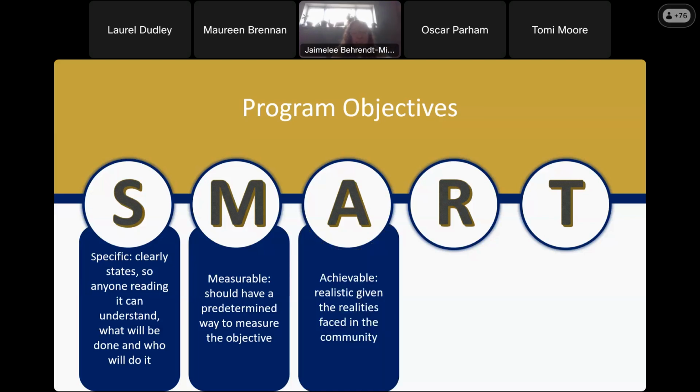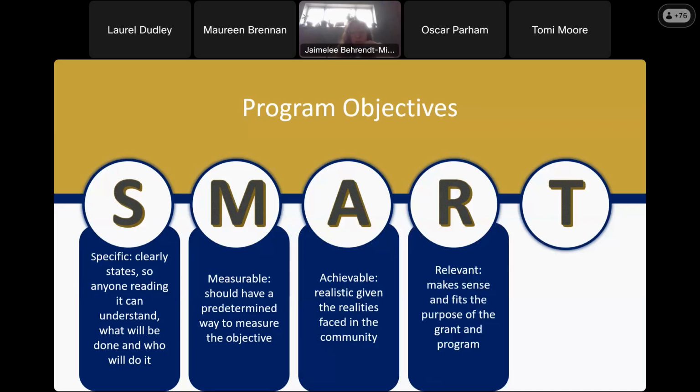The next piece of this is achievable. And so again, we really want this to be realistic given the realities that you all are facing in your communities and in your organizations. Relevant just means that it makes sense and that it's going to fit both the purpose of the grant and the purpose of your program, right? So we don't necessarily want you to stretch to achieve objectives that are a little bit beyond what you think you all are able to do. We want them to stay relevant and within the actual services and activities that you all are offering.